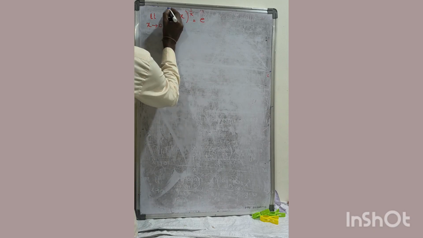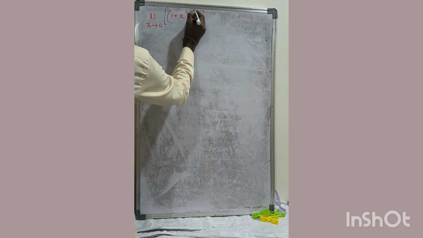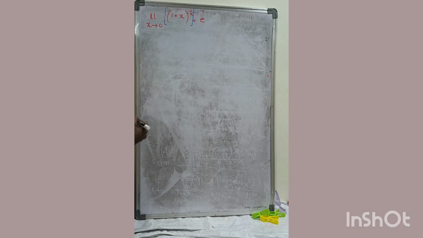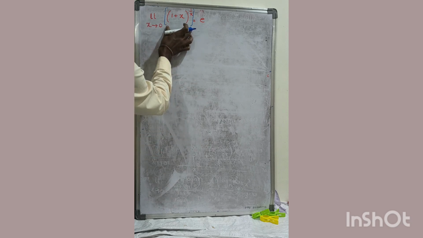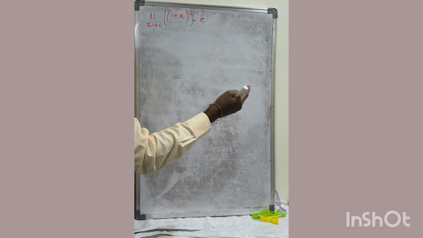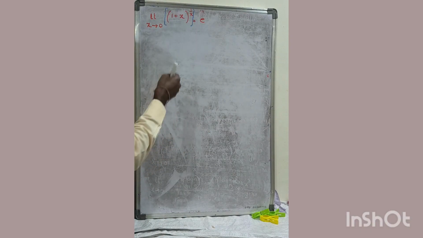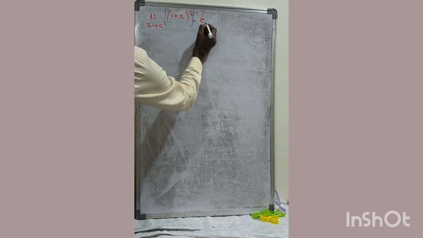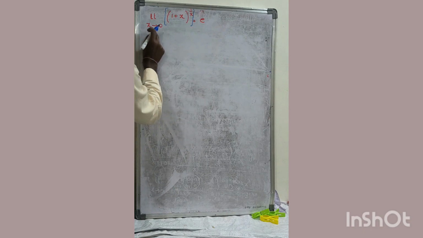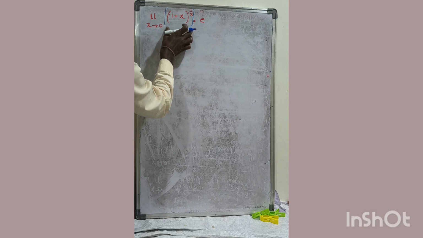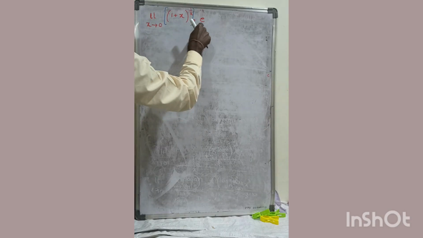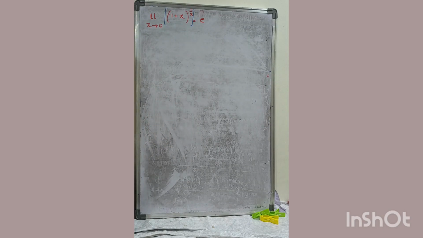Imagine this is a function. When x is tending towards 0, when x is approaching 0, this function will approach, or reach, which value? That is what we call the limit. So whenever x is tending towards 0, this function is going to reach e. So e is the limit of this function. So we need to prove this.